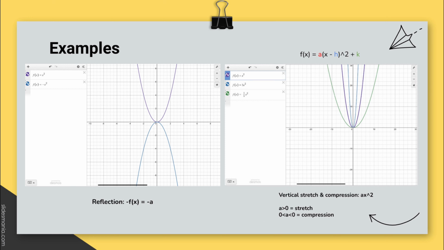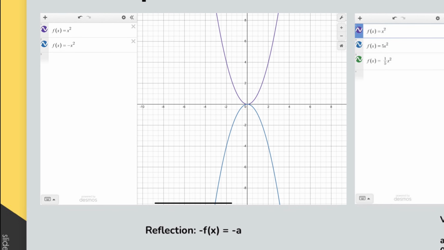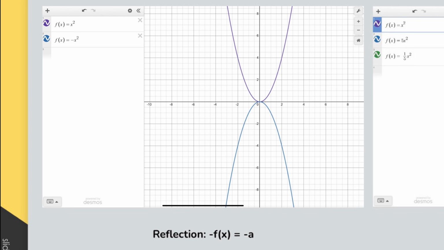And the next one is the reflection. The original line you can see is the purple line, which is f(x) = x^2. If you want to reflect the line, add a negative in front of the x^2, and you can see the blue line is the opposite of the purple line.